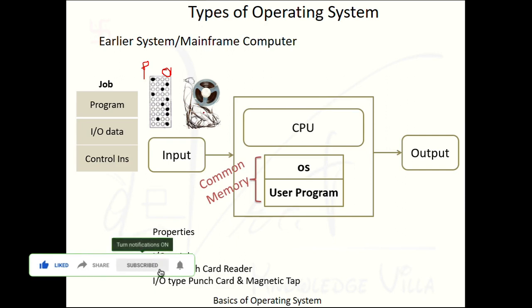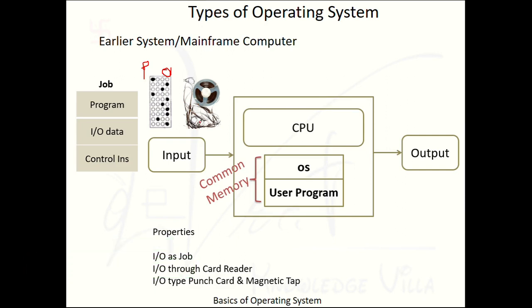Get it? So this was one more method to produce input. One is punch card and the second one is magnetic tape. And whatever inputs are going to be produced, that was produced by the card reader. Get it? So I hope you are understanding very well what I want to say. Let's see next, that is limitations of this system.